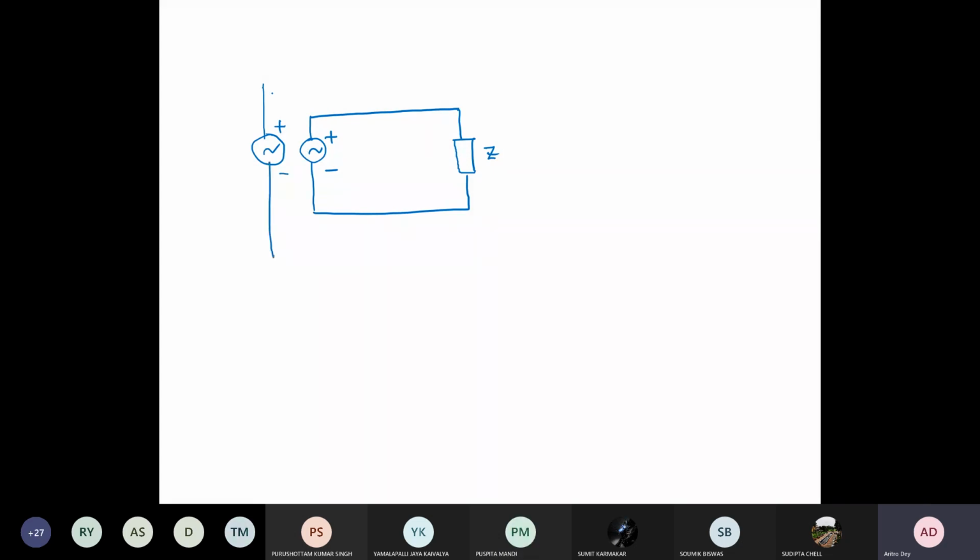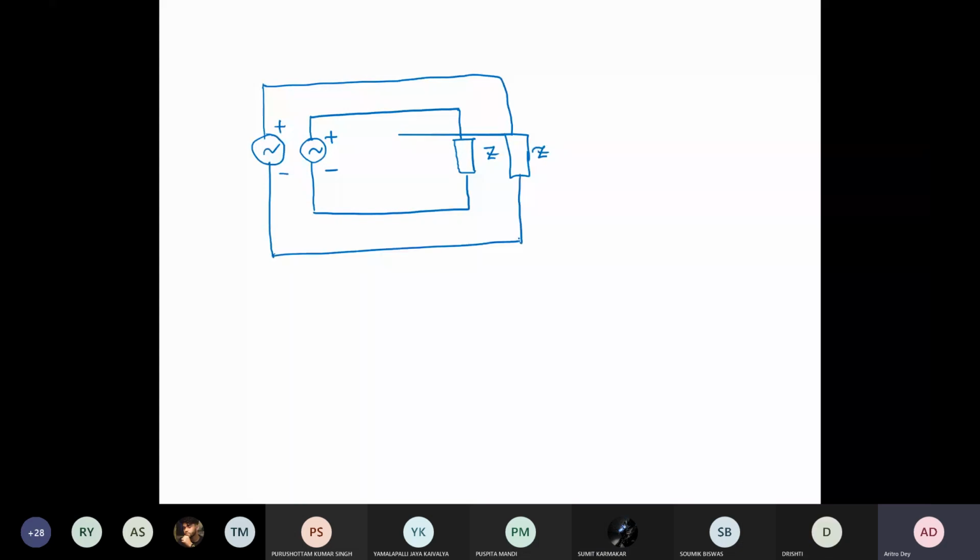Can you see how I am changing the diagram? Can you see it? Yes, sir. Okay, then maybe for you it is frozen. Now it's good.